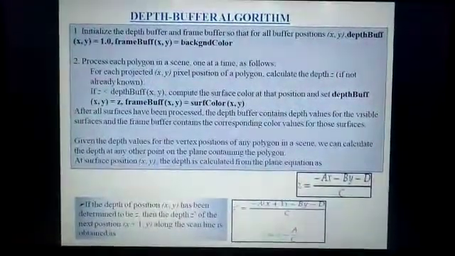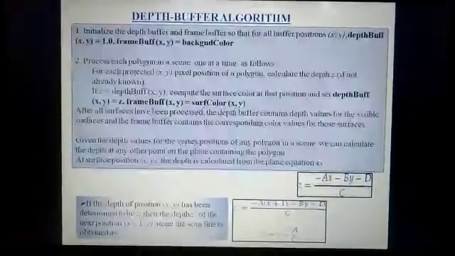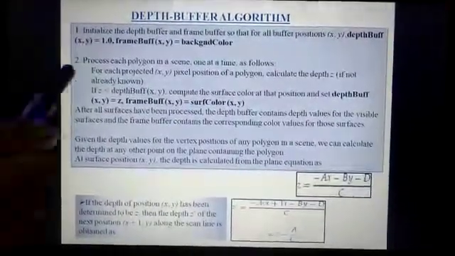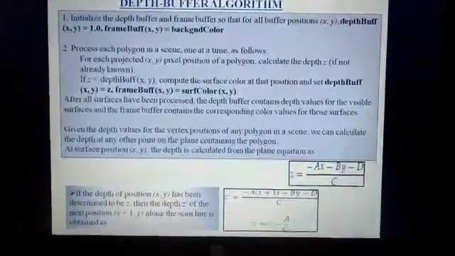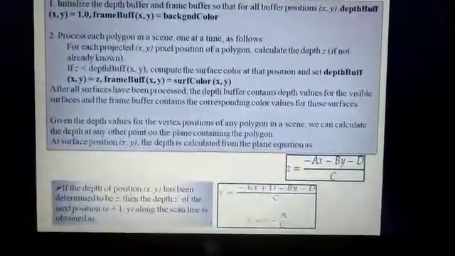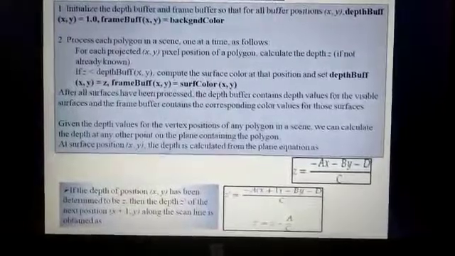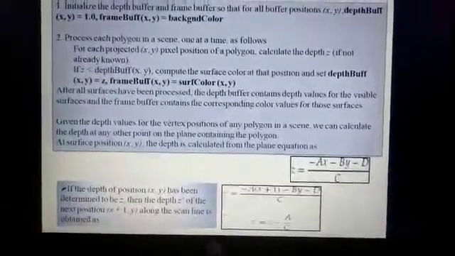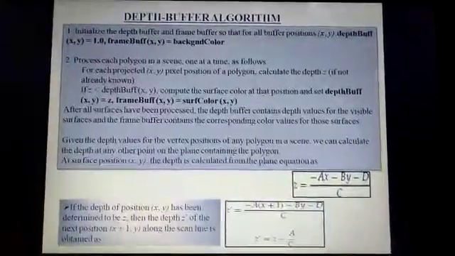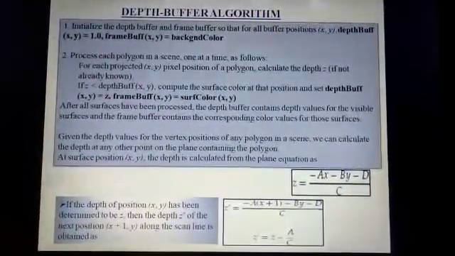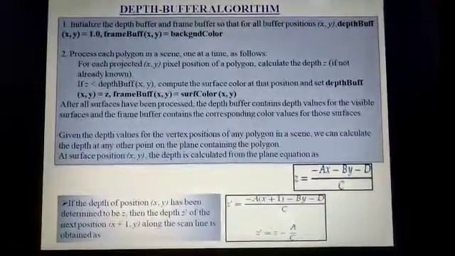Second step we can go in the algorithm is processing each polygon in a scene one at a time as follows. First one, for each projected x, y pixel position of a polygon, state the depth z, which is already known. If z is less than depth buffer of x, y, compute the surface color at that position and set depth buffer of x, y is equal to z. Frame buffer of x, y is equal to surface color.